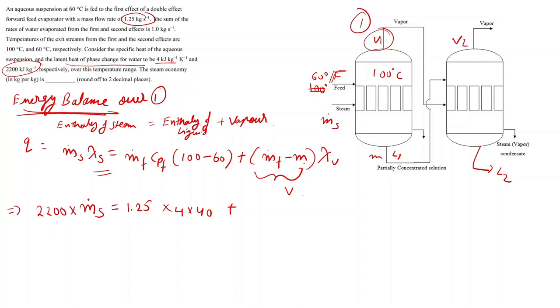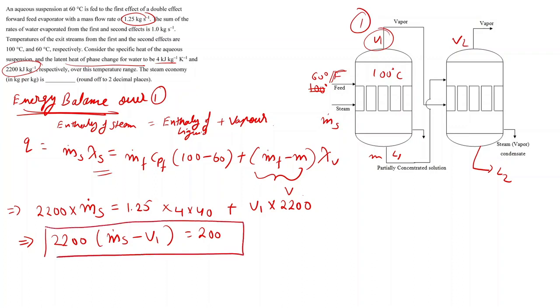Now the amount of vapor generated is V1. So this is V1 into lambda V, which is again 2200. Okay, so we can simplify this equation and write it as 2200 into m dot s minus V1 is equal to 1.25 into 4 is 5, 5 into 40 is 200. So we have this after writing the energy balance over the first system.